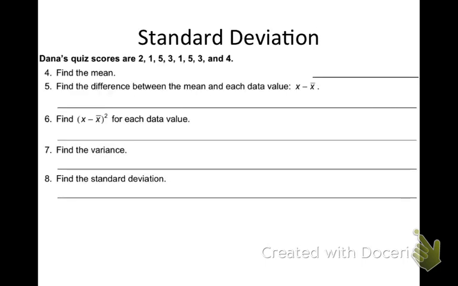Now we're going to talk about how to find the standard deviation. Okay, so Dana's quiz scores are 2, 1, 5, 3, 1, 5, 3, and 4. Now you're hoping these are at least out of 5, right? Because if this is out of 10, Dana ain't doing too well. Okay.